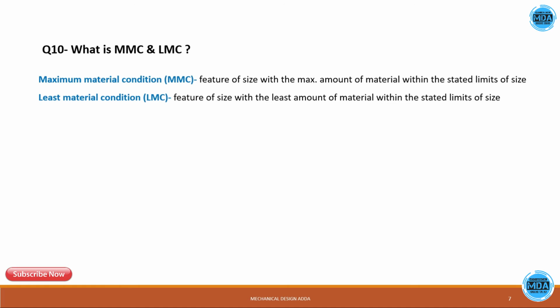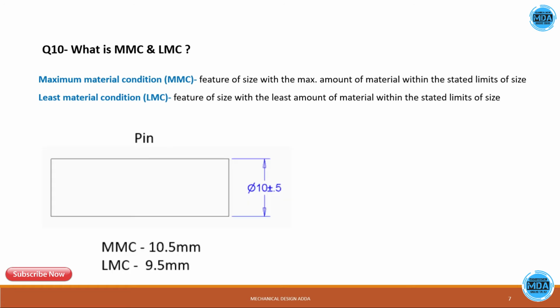So what does that mean? If the feature has more material, then the maximum material of that size is nothing but the maximum material condition. The least material condition is the feature of size having the least amount of material within the stated limit of size. Suppose I have one pin here having a diameter of 10 and tolerance is plus or minus 0.5. So here the maximum material condition of the pin is 10.5.